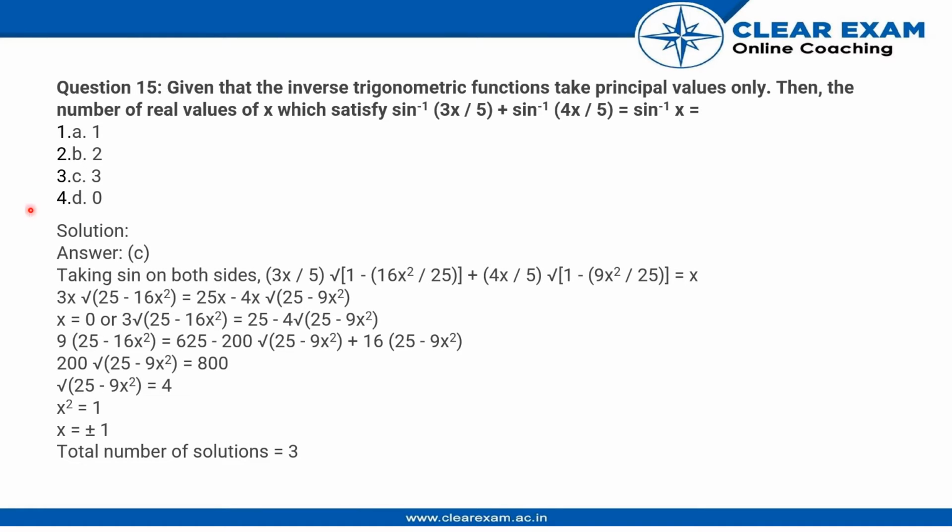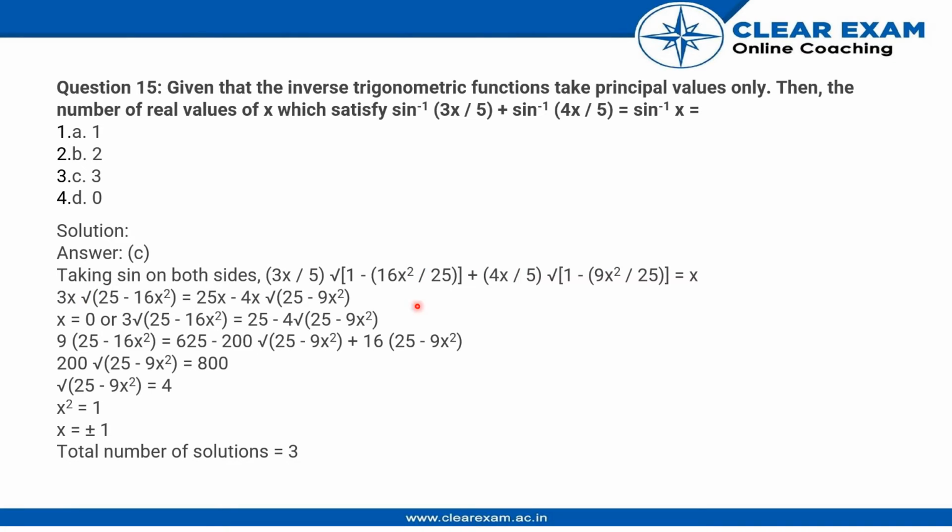So let's take sine on both sides. This side, that is sine of sine inverse of 3x by 5 plus sine inverse of 4x by 5, becomes 3x by 5 multiplied by root of 1 minus 16x square by 25, that is one minus the square of this term, plus this term on the outside multiplied by root of 1 minus the square of this term, and sine of sine inverse x is x.